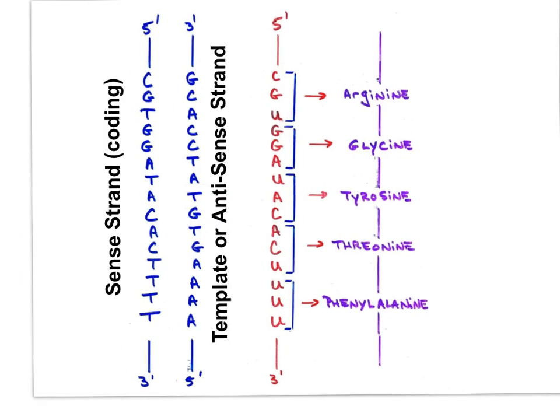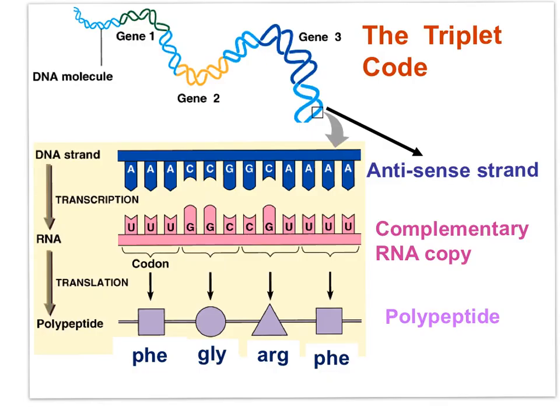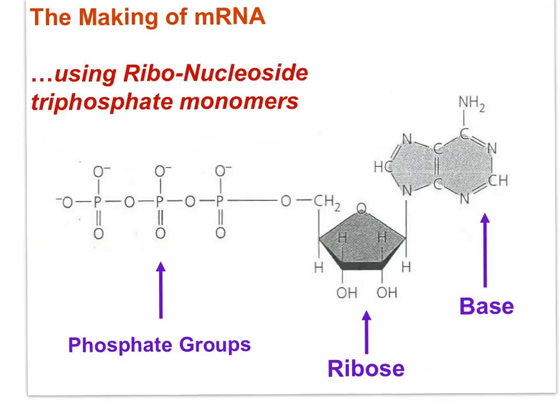Hopefully you have a sense of this somewhat confusing terminology. If you're not sure, see me in class or go back and review this relatively short stretch of slides. Once again, the bases of the antisense strand of DNA are transcribed into complementary RNA bases. The bases of the sense strand mirror the bases of the RNA exactly, except that RNA has uracil instead of thymine.